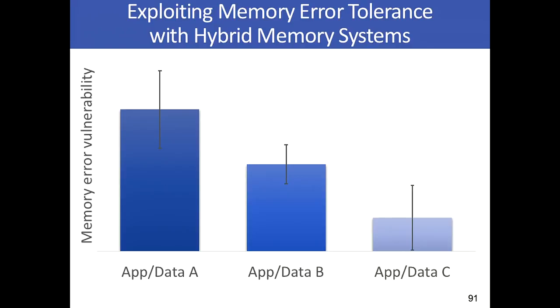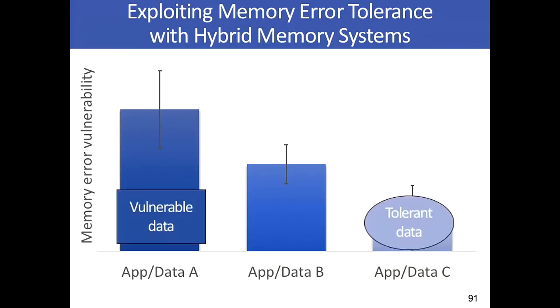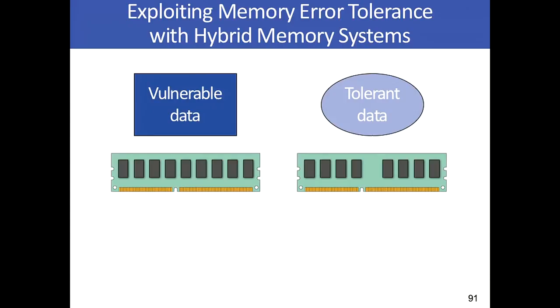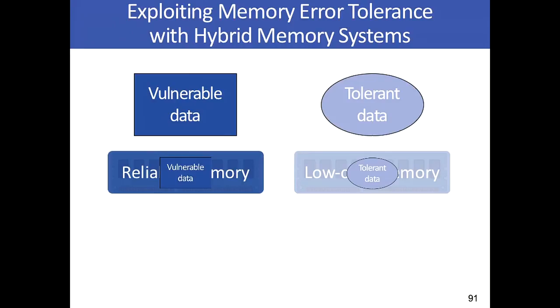Maybe that's not a good idea to get errors in. So clearly, there is a vulnerability difference between different data in programs. Also different programs as well, but even data within a program. So if we can somehow quantify that, and let's assume somebody magically does this, probably the programmer, says this is vulnerable data and this is error-tolerant data, perhaps you can map that data to different memory systems or different memory modules. One could be reliable memory, and the other could be low-cost and less reliable memory.